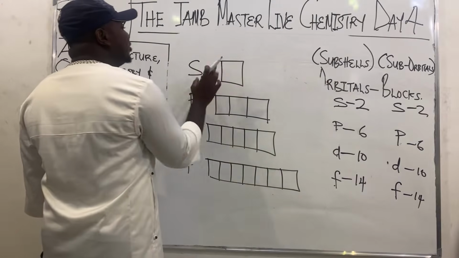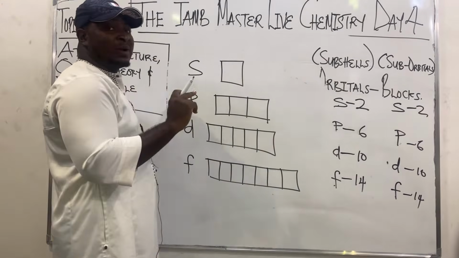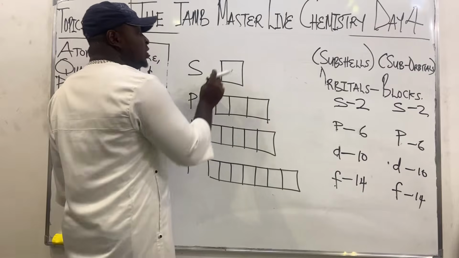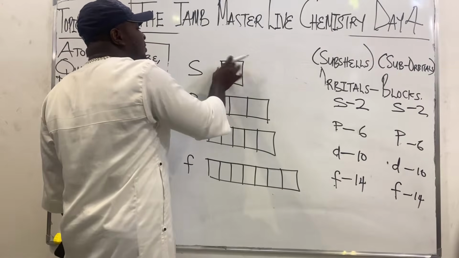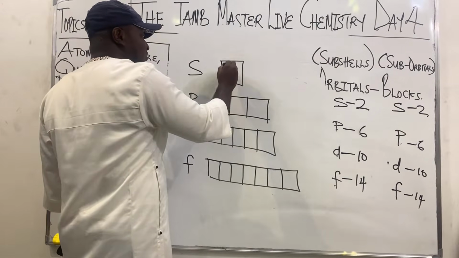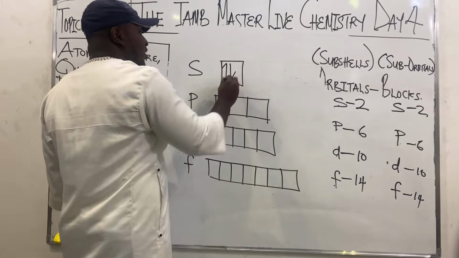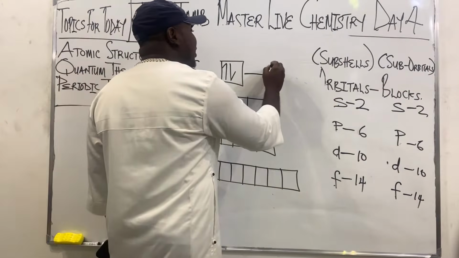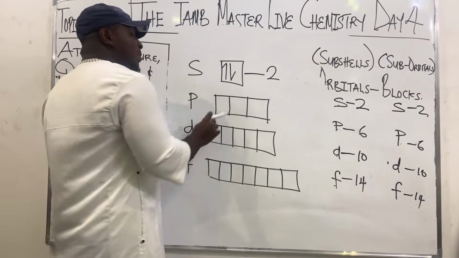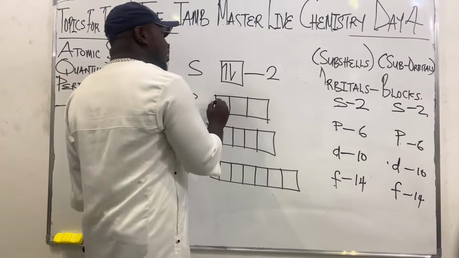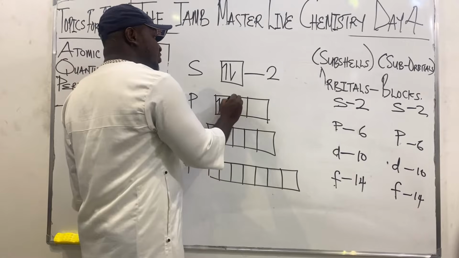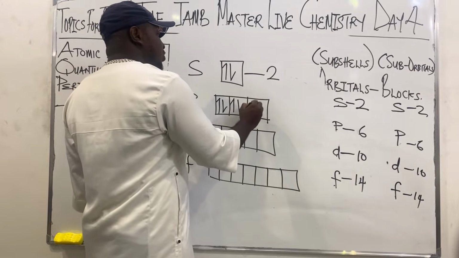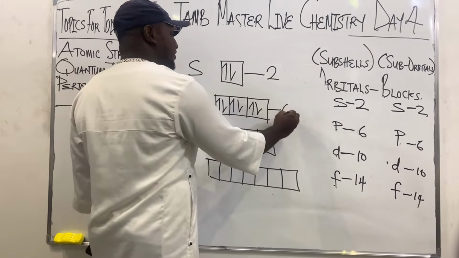Class, each column can only take 2 electrons. So if the S block contains only one column, it means that it can only take 2 electrons. This explains why the S block can only store 2 electrons. But the P block has 3 columns, and each column can take 2. So 2 times 3 will give you 6.